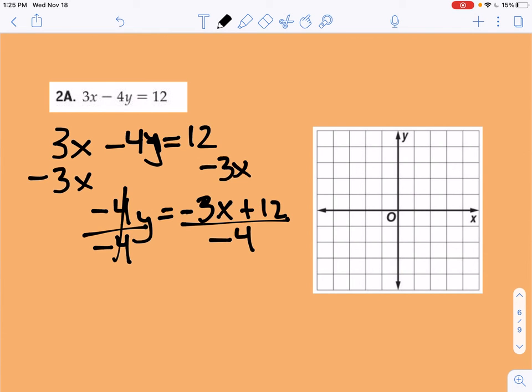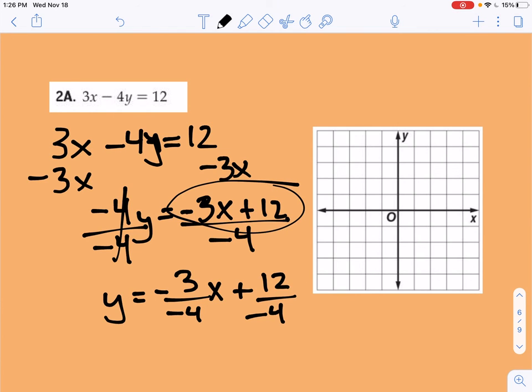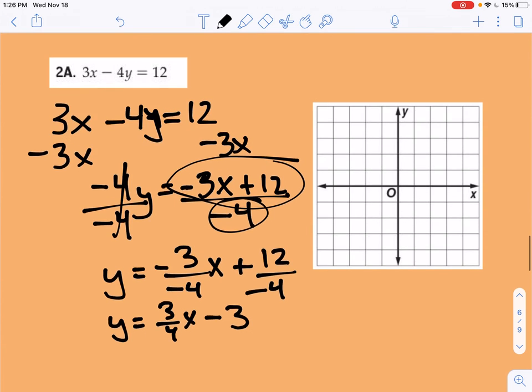So my negative 4's will cancel, and I get y over here, and then I'm going to split this up into two separate fractions like this. You just split this top up and make each one go over its own denominator of negative 4. So negative 3 divided by negative 4 is just the same as positive 3/4. And then 12 divided by negative 4 is negative 3. So that's how we're getting from this to that right there.